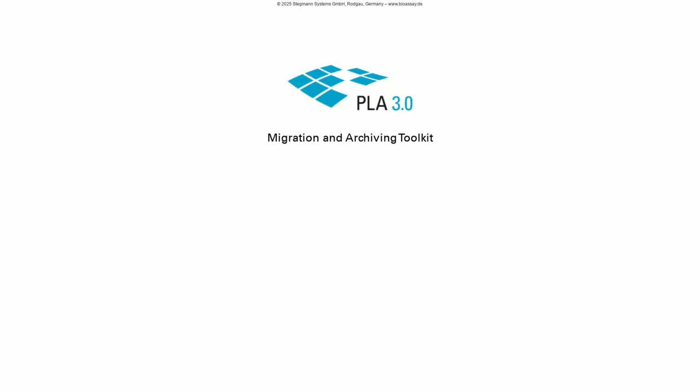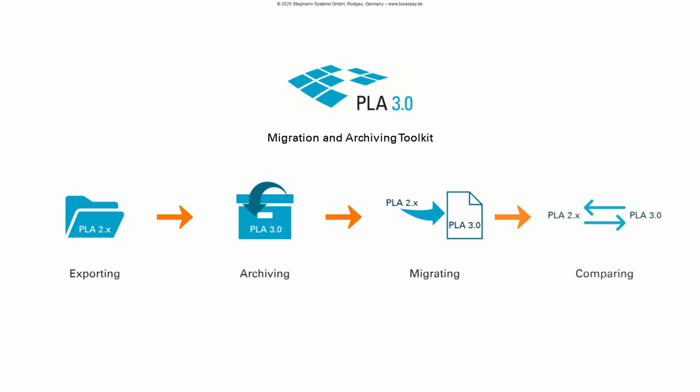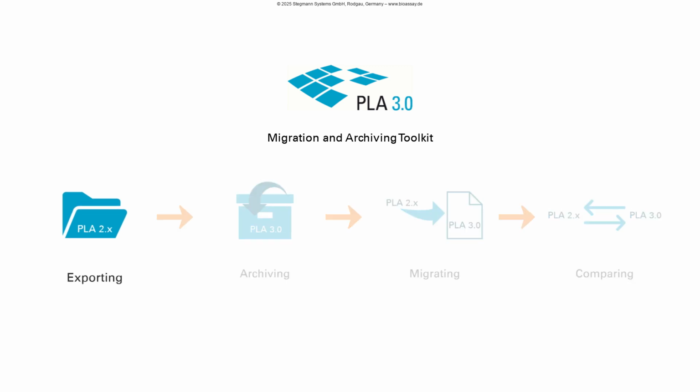The PLA 3.0 Migration and Archiving Toolkit provides all necessary tools for a compliant safe transition. It allows for exporting PLA2 data to the hard drive, archiving that data in PLA 3, migrating PLA2 assays into PLA 3 documents, and comparing PLA2 results with PLA 3. In the following, I explain the exporting procedure.